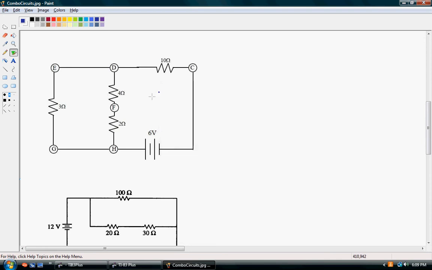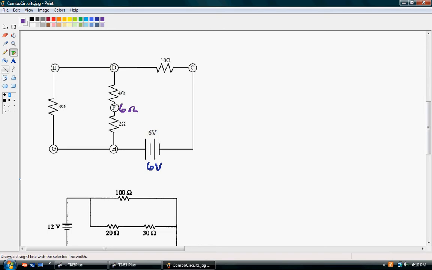Okay, so here we have some slightly more complicated circuits. First, we want to establish that we start with 6 volts, so that's our total voltage, and then take care of any resistors that are in series that we can just add up. For instance, this 4 ohms and 2 ohms are in series with each other, so we can say that has an equivalent resistance of 6 ohms.